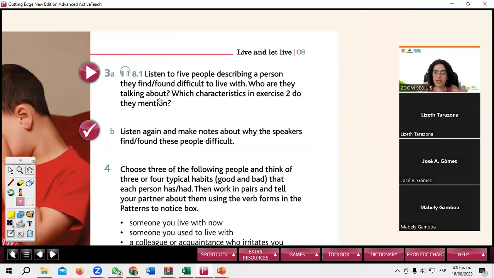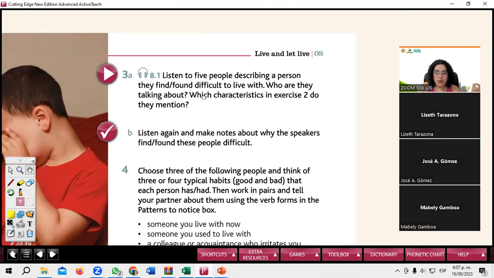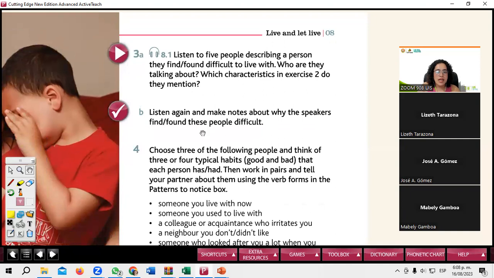So we're going to listen to 5 people describing a person they find or they found in the past difficult to live with. So they had some problems with this person. You're going to take notes. Who are they talking about? Which characteristics do they mention? And also take some notes about why the speakers found these people difficult to live with. Okay?